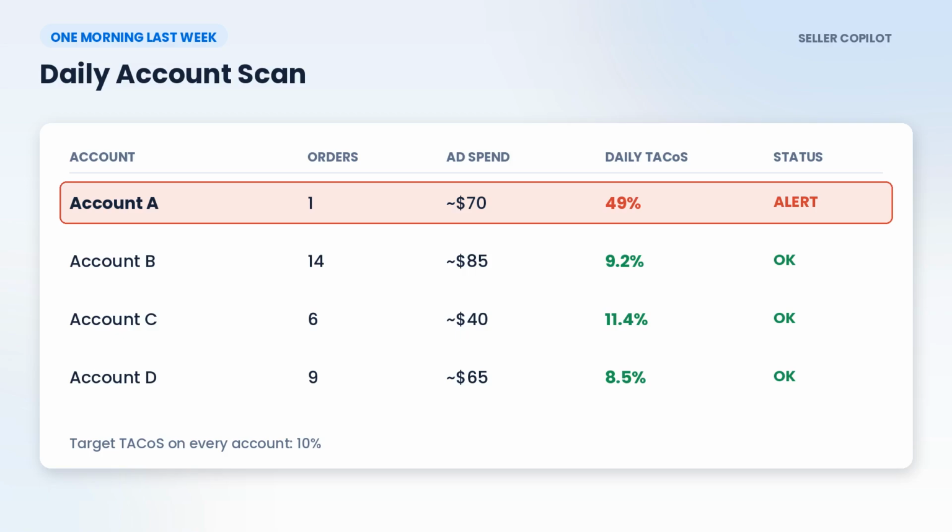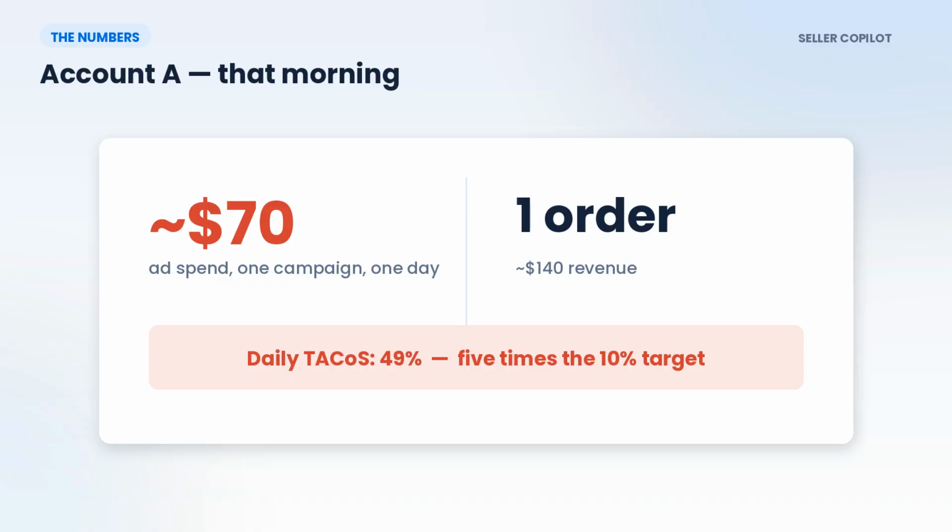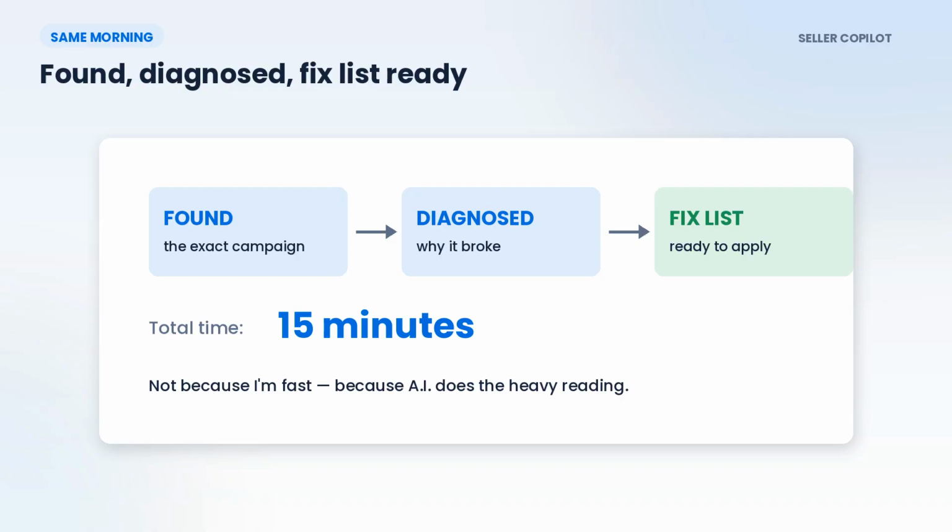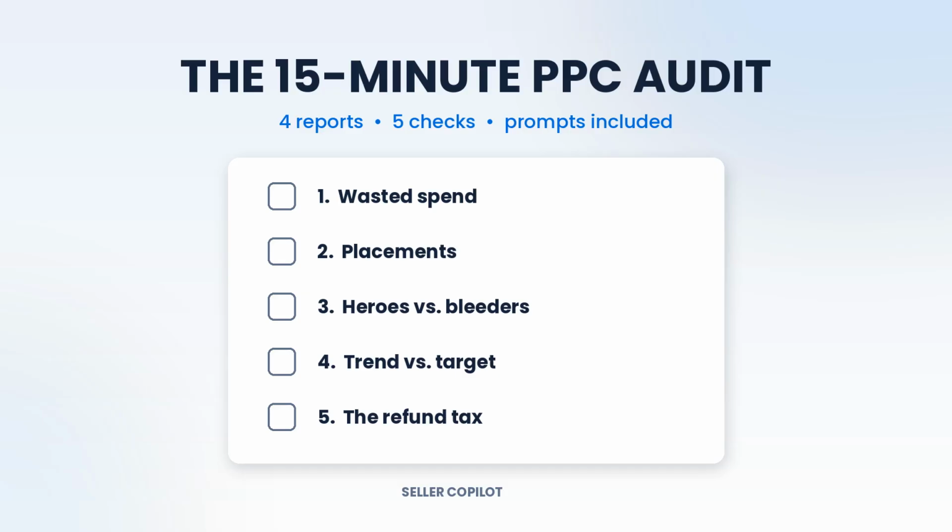Last week, one of my Amazon accounts spent about $70 in ads to win a single $140 order. I found it, diagnosed it, and had a fix list in about 15 minutes. Not because I'm fast, because I run the same 15-minute audit on every account every time, and AI does the heavy reading for me. I manage 8+ live marketplace accounts every day. This is the exact audit. The 4 reports, the 5 checks, and the prompts so you can run it on your own account today.